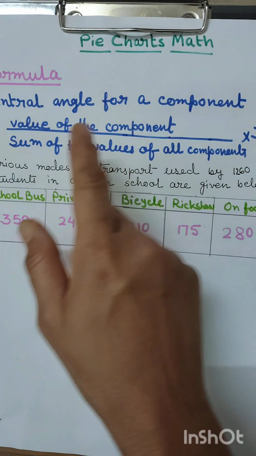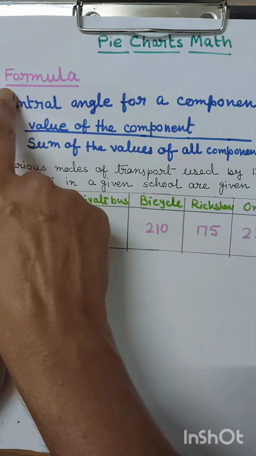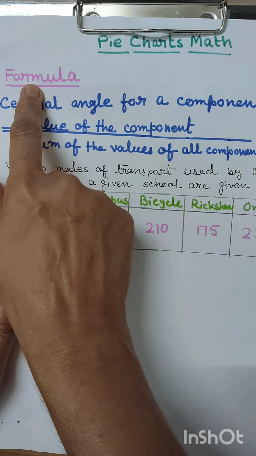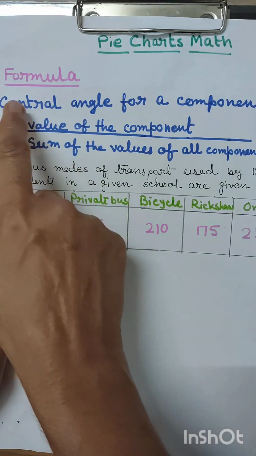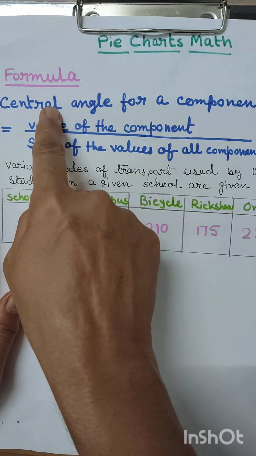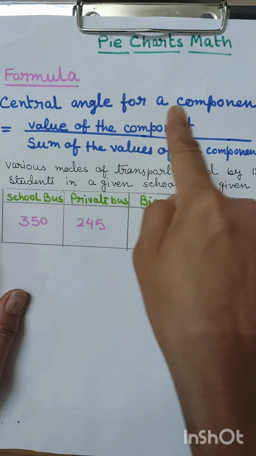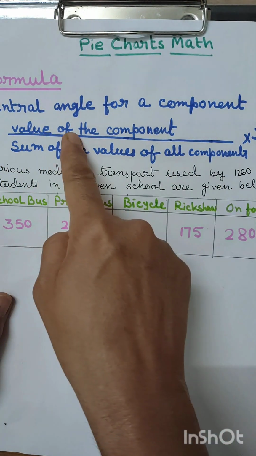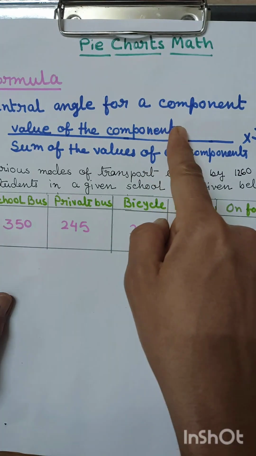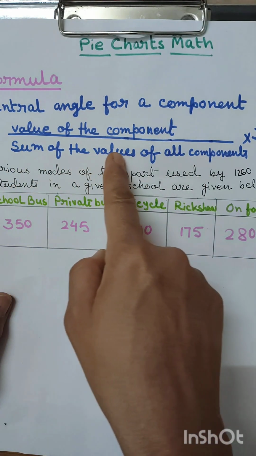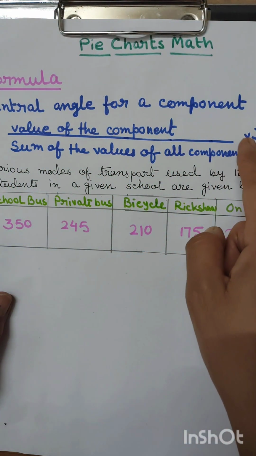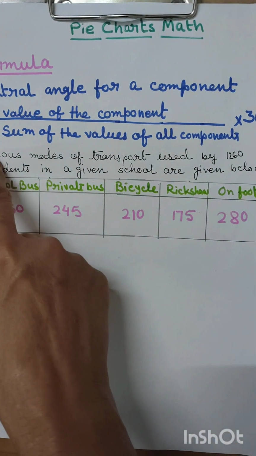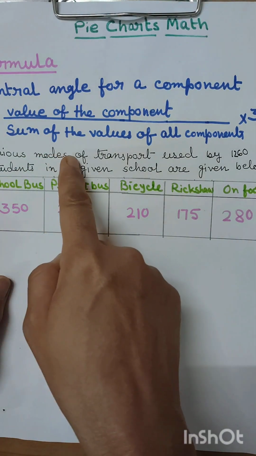Today our topic is pie chart. But what is a pie chart? A pie chart is a variation observation of components represented by the sectors of the circle, and the whole circle represents the sum of the values of all components. Now, what is the formula? Central angle for a component equals the value of the component divided by the sum of the values of all components, multiplied by 360 degrees.